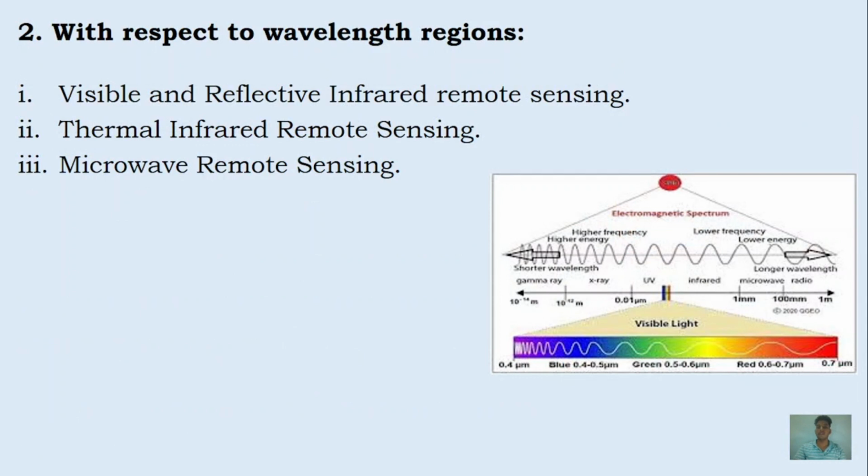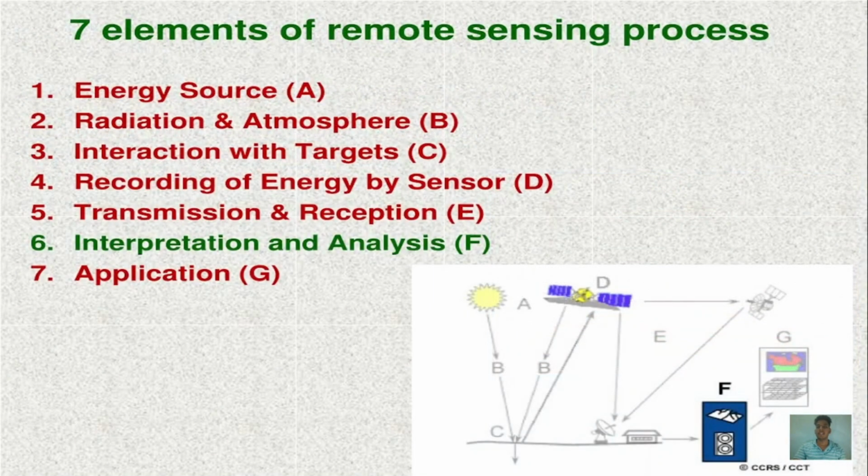With respect to wavelength regions: visible and reflective infrared remote sensing, thermal infrared remote sensing, and microwave remote sensing. Seven elements of the remote sensing process: energy source, radiation and atmosphere, interaction with targets, recording of energy by sensors, transmission and reception, interpretation and analysis, and application.